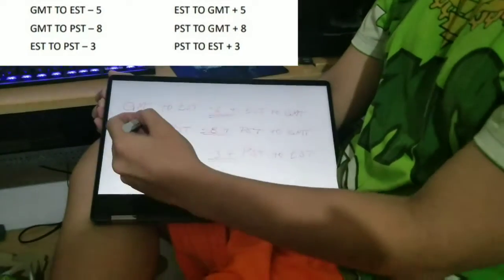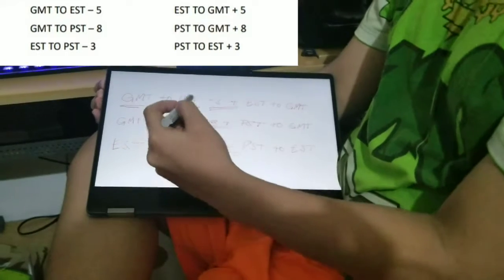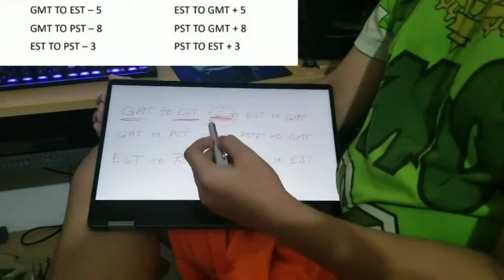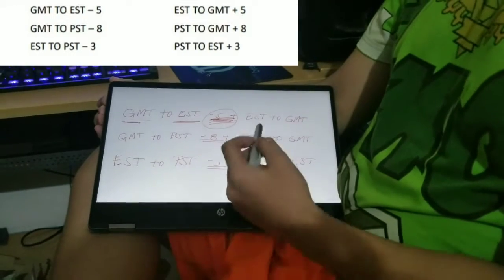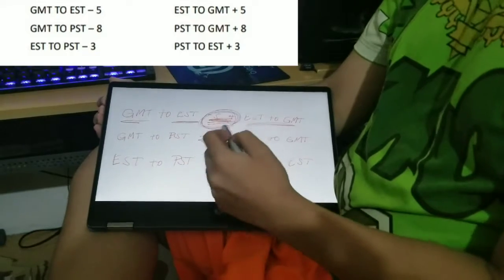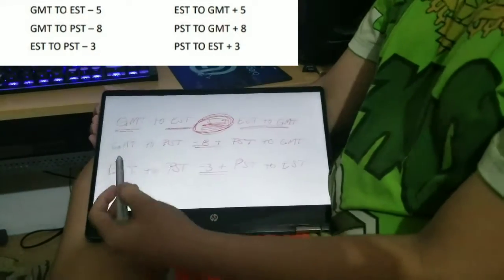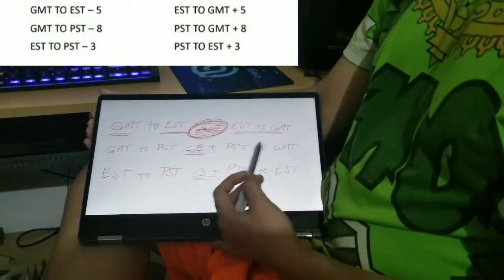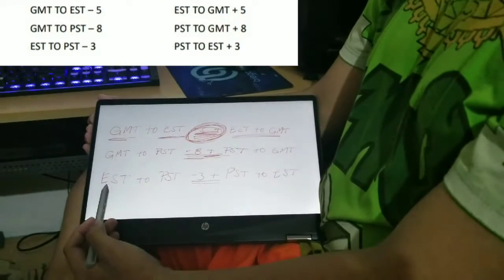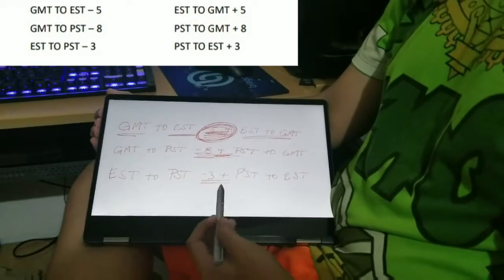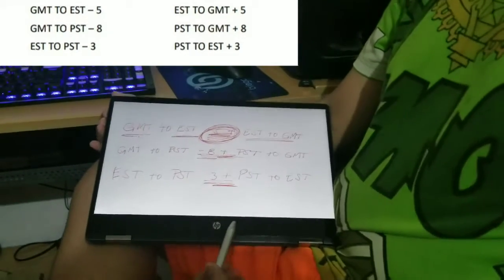For example, GMT to EST has a negative 5. So if you're going to convert it to positive, EST to GMT, it's going to be positive 5 hours. GMT to PST has a negative 8 hours. PST to GMT has a positive 8. EST to PST, negative 3 hours. And PST to EST has a positive 3 hours.